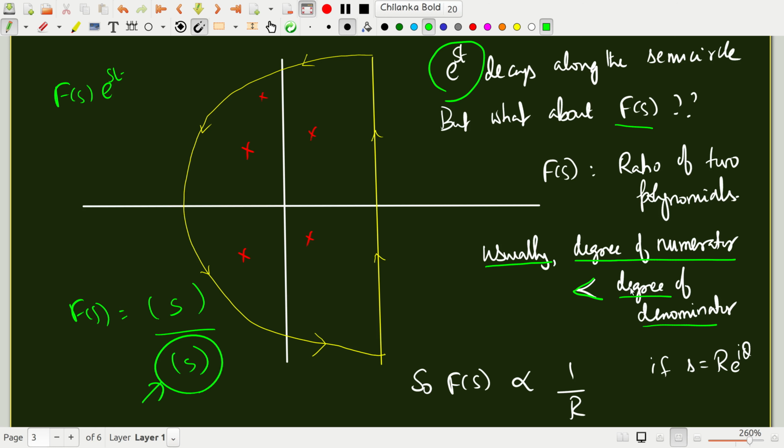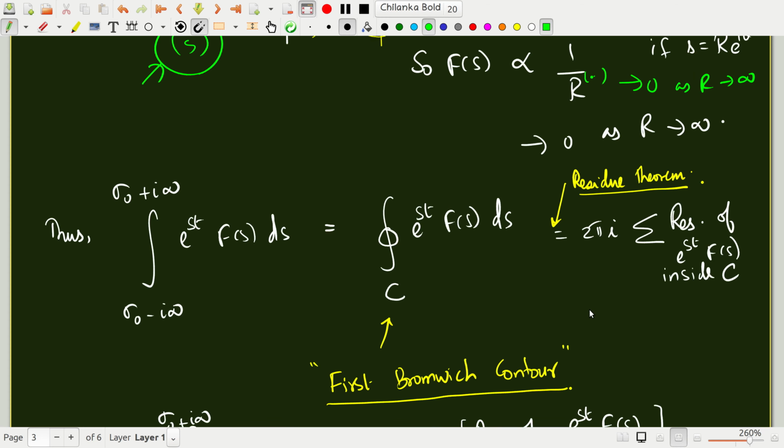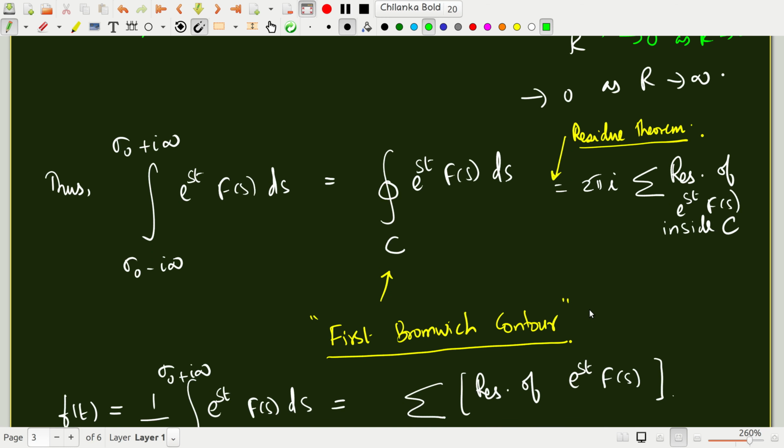So if I write s as capital R e to the i theta to denote this large semicircle, because the degree of the denominator is higher, f of s will go as 1 over R to some higher power, and this will go to 0 as capital R goes to infinity in the semicircular contour. So therefore we can safely say that this is what we wanted.